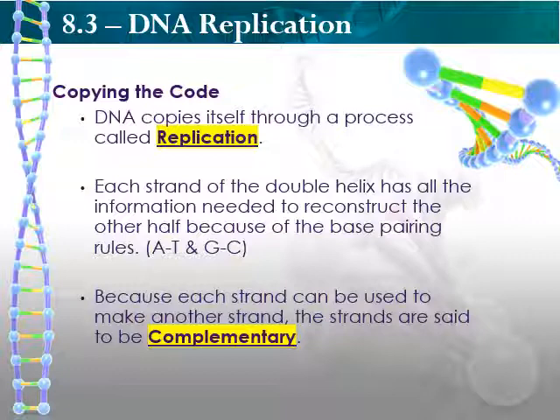Our DNA is a double helix. So the information of each strand has all the necessary information to reconstruct the other half because of the base pairing rules. If you remember correctly, A always goes with T and G always goes with C. Because each strand can be used to make another strand, the strands are said to be complementary.